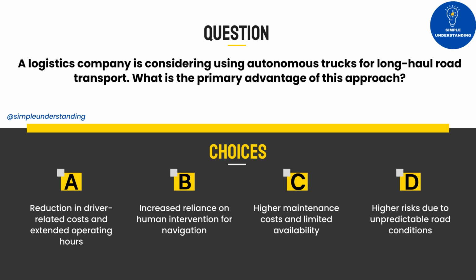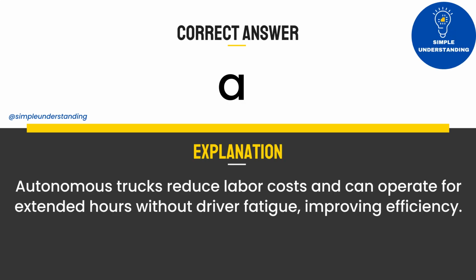7. A logistics company is considering using autonomous trucks for long-haul road transport. What is the primary advantage of this approach? A. Reduction in driver-related costs and extended operating hours. B. Increased reliance on human intervention for navigation. C. Higher maintenance costs and limited availability. D. Higher risks due to unpredictable road conditions. Correct answer, A. Explanation: autonomous trucks reduce labor costs and can operate for extended hours without driver fatigue, improving efficiency.